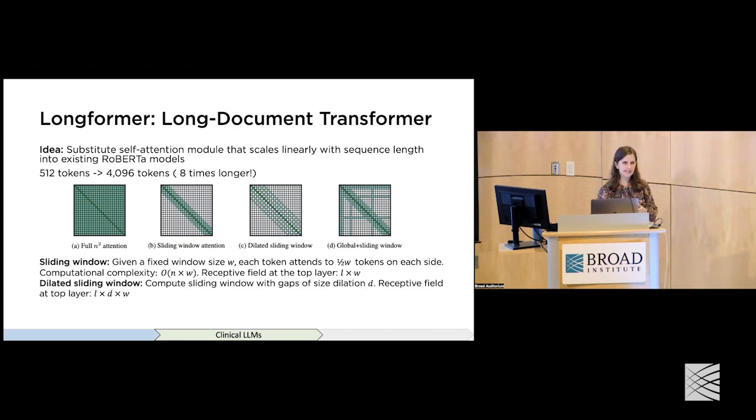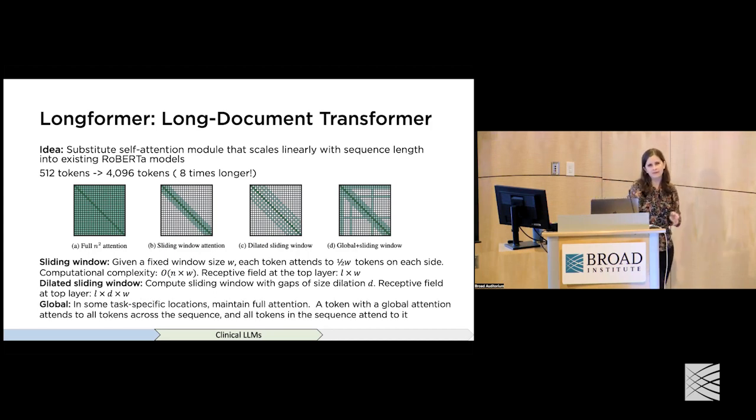You can also, let's say you want to be able to represent even longer context, use this notion of dilated sliding window. That's just like sliding window attention, but instead you have gaps of size dilation D. This means that your receptive field can be L times D times W: the number of layers times the dilation size times the width of the sliding window.